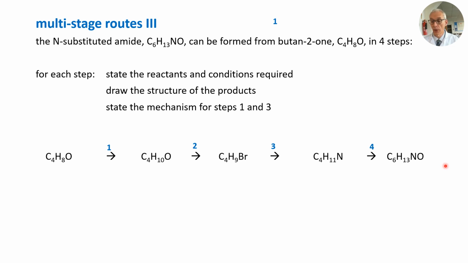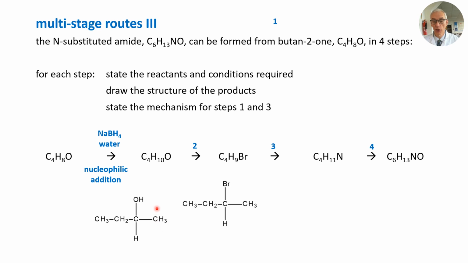Okay, so I'm going to reveal. So C4H10O from butanone, we're going to make a secondary alcohol. So that's sodium borohydride and water, that's nucleophilic addition. Then having made the alcohol, of course, we can go to the bromoalkane, sodium bromide and concentrated sulfuric acid.